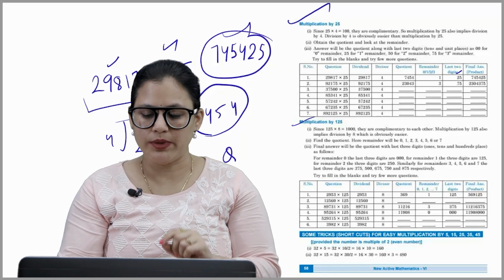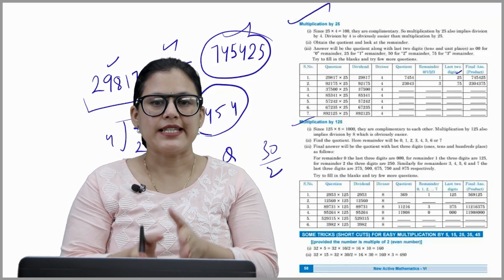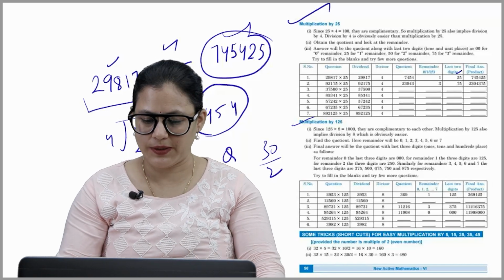Why 30 divided by 2? Because if you divide 30 by 2, we will get 15. Okay, then 16 into 30 is equal to 480. Okay.